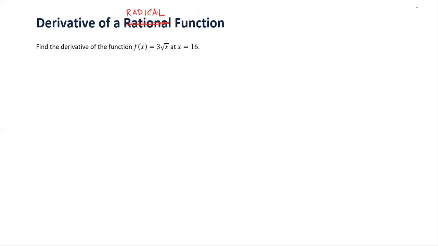So we got that. Find the derivative of the function f of x equals 3 square root of x at x equals 16. It's a radical because you see the radical sign there. Right? Does the formula change? No, it doesn't change, but a few algebraic techniques will kick in because of the setup.